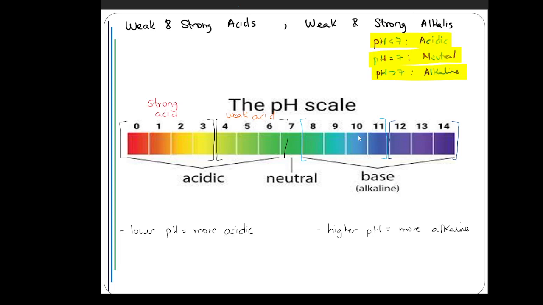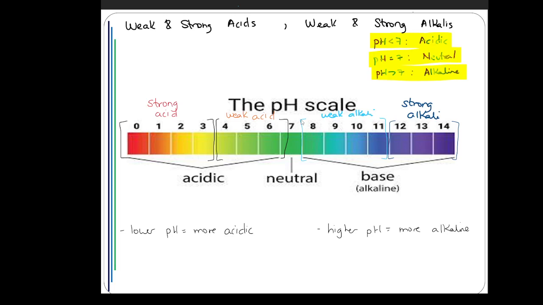We have stated that the higher the pH, the more alkaline a solution is. So that means for the higher pH values, this would correspond to a strong alkali, right? The pH is still greater than 7. And for a weak alkali, I'm going to use a pH of, let's say, between 8 to 11.